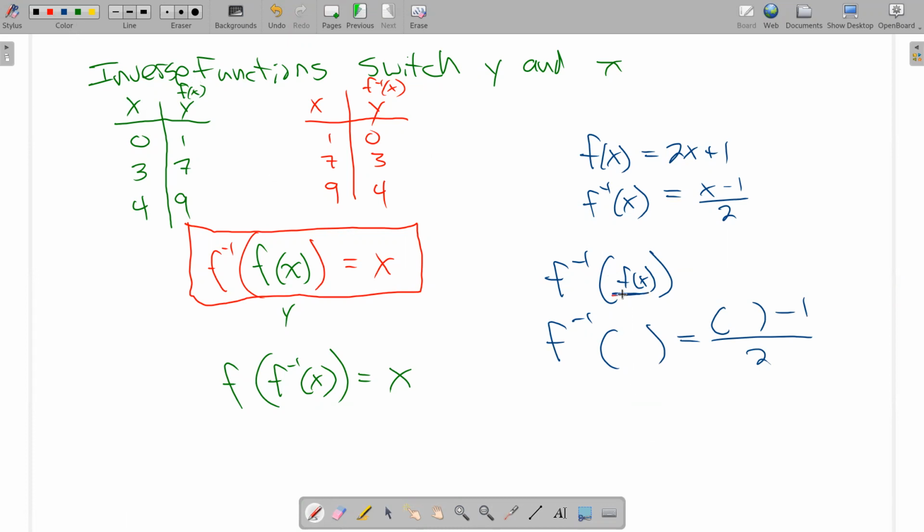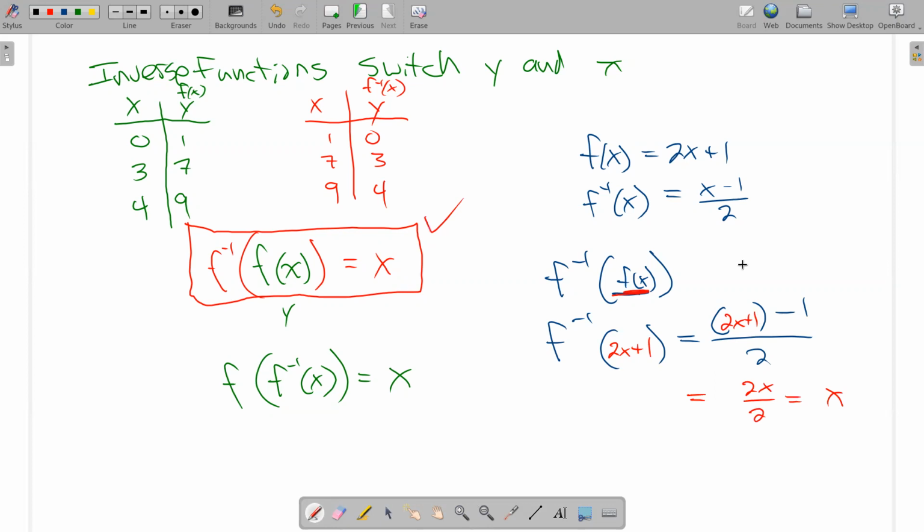Let's use red. F of x is 2x plus 1. So that means I drop a 2x plus 1 here and then clean it up. Well, there's not much going on with the parentheses, so I can subtract the 1. 1 minus 1 is 0, so that just leaves 2x on the top divided by 2, which gives me the x that I wanted, right?